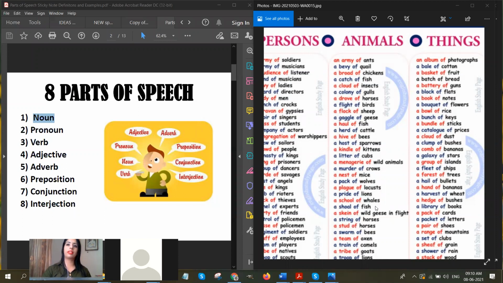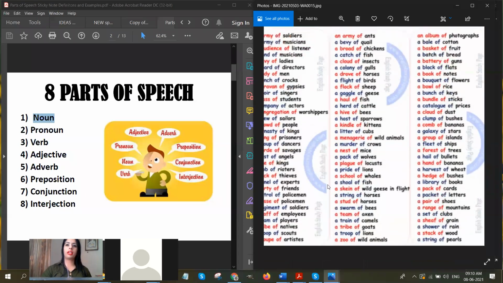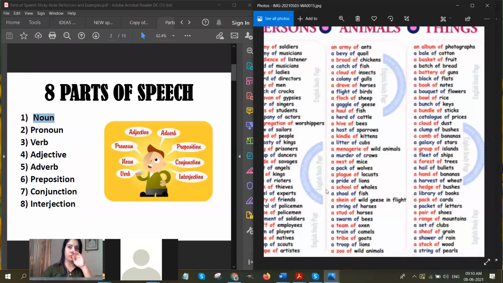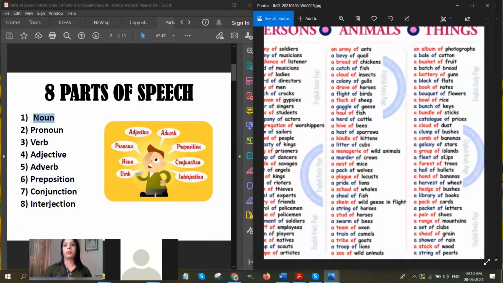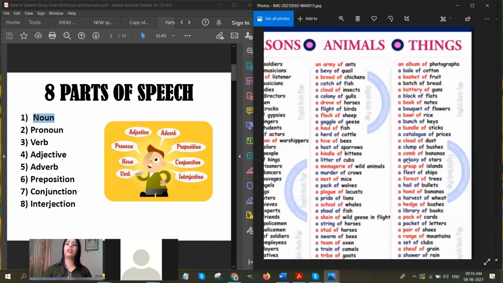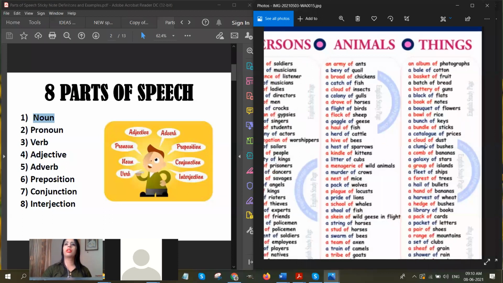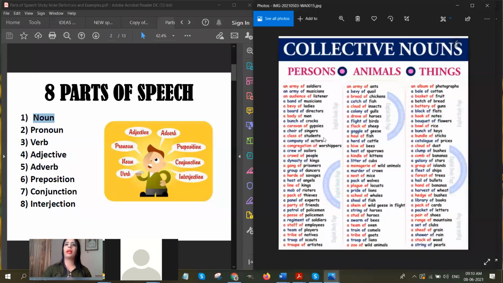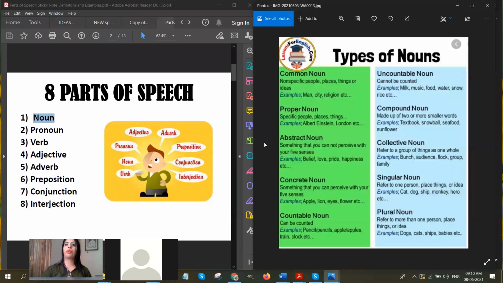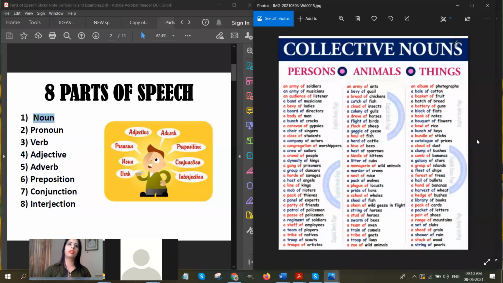A school of whales. So I think you will read this yourself. You have to read it. If you feel any doubt, or any question arises, then you can ask me. So this is very simple. Next is, I think the nouns are complete.